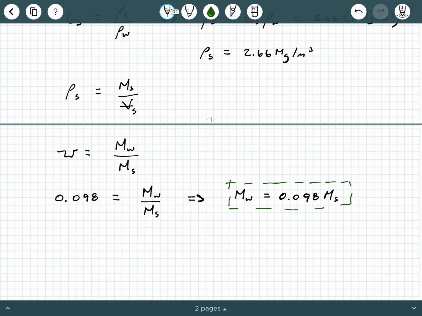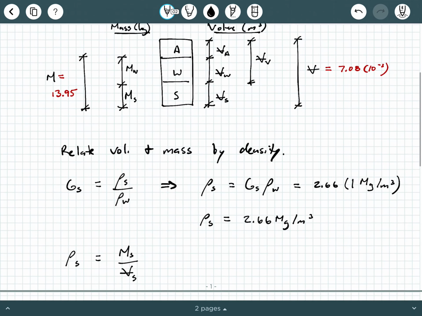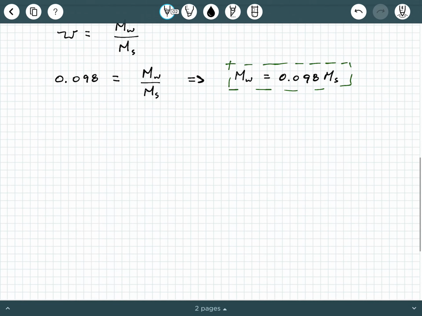What about total mass, right? Were we given total mass? Yeah, absolutely. We already know that. We were given that information, and we already put it in our phase diagram, 13.95 kilograms. Total mass is equal to mass of water plus mass of soil solids, right? So coming down here, we're going to say mass of water plus mass of soil solids equals the total mass, which is 13.95 kilograms, okay?